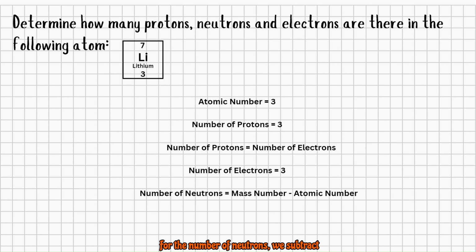For the number of neutrons, we subtract the atomic number from the mass number. So that would be 7 minus 3, which is equal to 4. So 3 is our number of protons and electrons, and 4 is the number of neutrons.